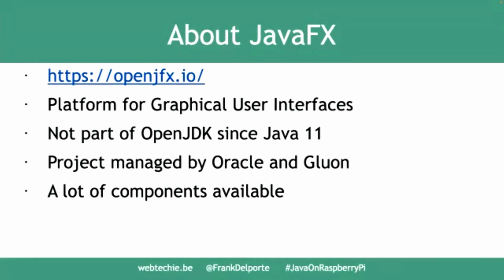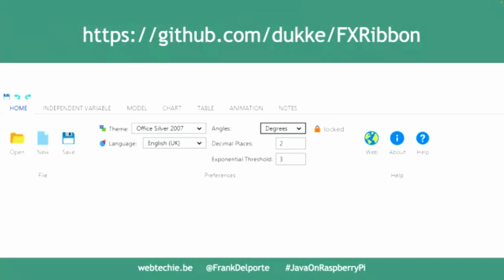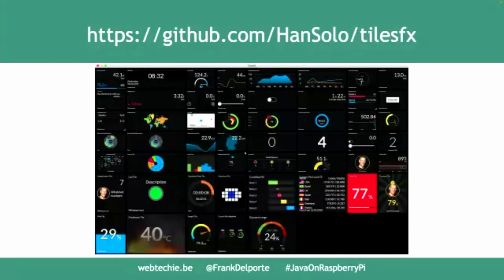There are a lot of components available by default, but you also have this amazing list of, this is a tutorial. So Jakub Jenkov has a great tutorial on how to get started with JavaFX. And then for each of the components, he has an example. But there are a lot of other components, like FX Ribbon is just one component to build a Word-like menu on top of your application.